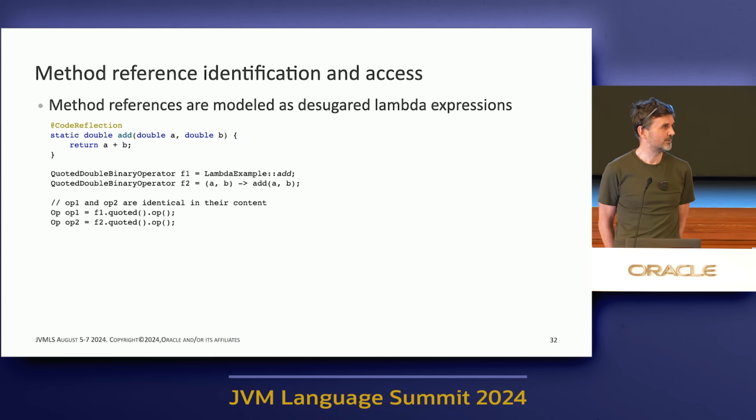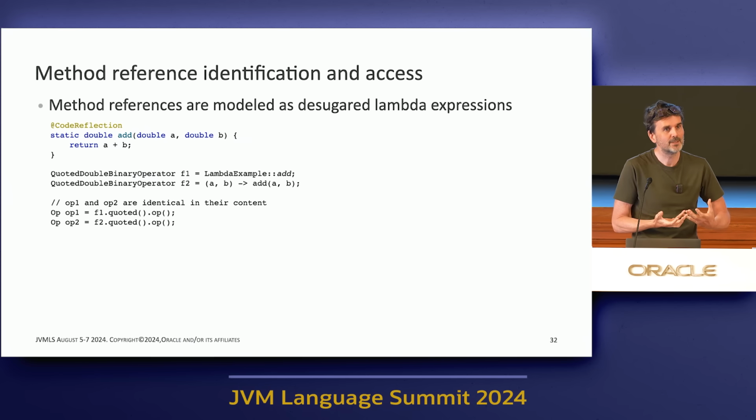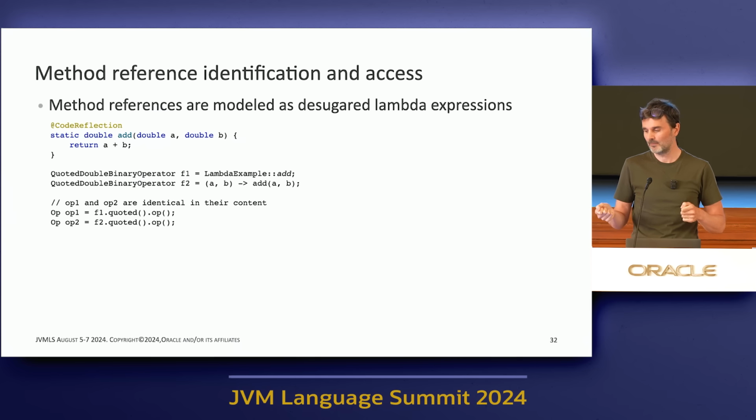So what about method references? Well, they're modeled as desugared lambdas. We thought initially we were modeling method references directly as operations, and that produced some complexities. And we thought, well, this is more syntactic sugar from the perspective of a code model. So we generate the lambda expression that calls the method that we reference instead. But the two are identical here. If we want to reflect over the method reference and the call to the method, it generates the same code models.